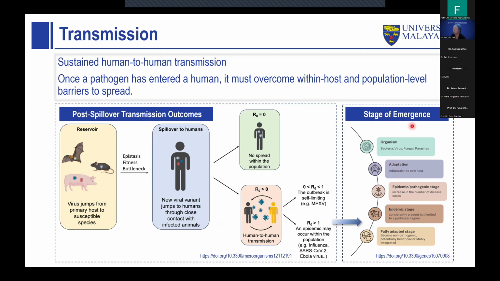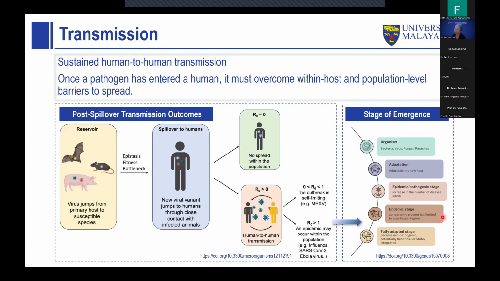When you look at the stage of emergence, it is when you have a virus and it starts to adapt into the new host. Here we talk about the human population, but it can be any animal population as well. Then when it becomes very effective in replicating and transmitting, it will be able to increase the number of cases to an outbreak, epidemic, or even a pandemic level. But when that particular pathogen becomes constantly present, it no longer increases the number dramatically. So it coexists with that population already, and it enters an endemic stage.